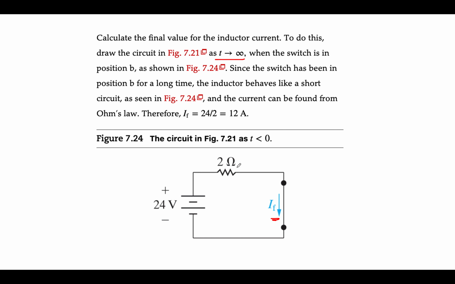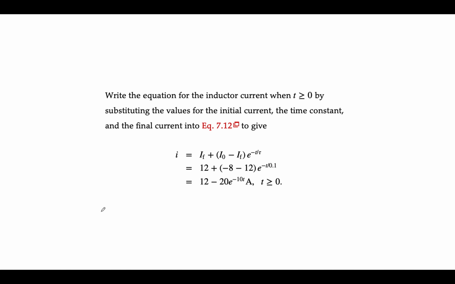That's a simple Ohm's law. 24 volts divided by 2 ohms is going to give us 12 amps. So the final current is 12 amps. Now we just take our formula for the inductor current and plug in for each thing. We plug in for final current, for initial current, and for tau. And once we do that, we get this expression here at the bottom.